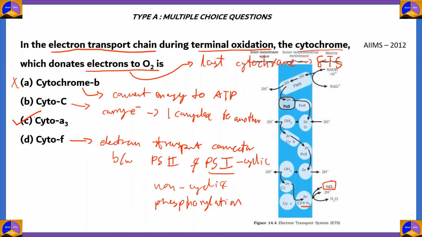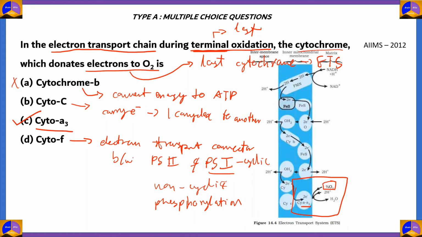So therefore, we can see that option C, cytochrome A3, is the right option. First proof, we embedded a picture and we found out that cytochrome A3 is at the final position of the ETS. And in the question, it's also said during terminal oxidation. So therefore, terminal refers to the last. So the last part of oxidation would contain cytochrome A3, donating electrons to oxygen.